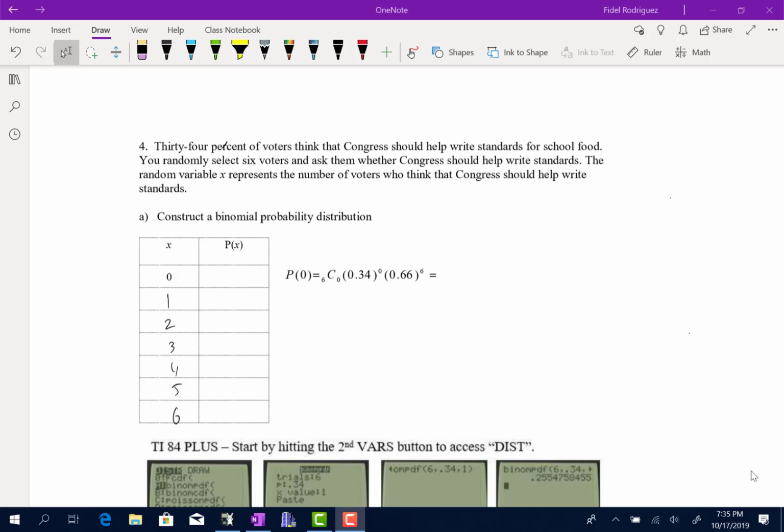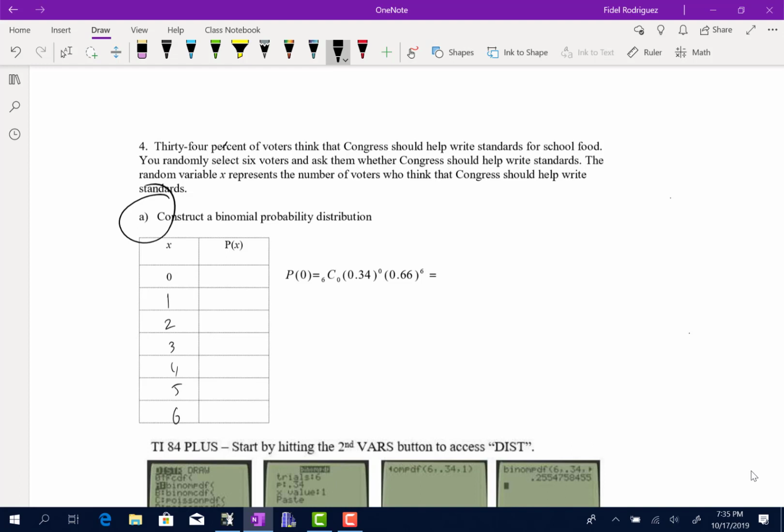Had we not finished problem number 4? Had we done part of this here? Okay. So just to give you a heads up, we hadn't finished the second part, but we had done part A. So I want to make sure that everybody's comfortable how to do this on your calculator.